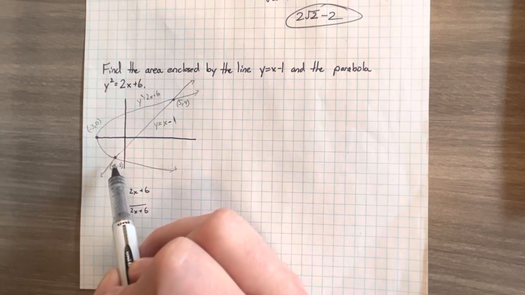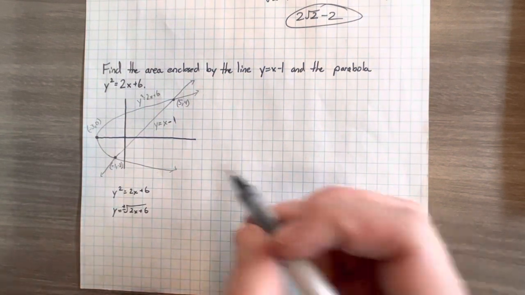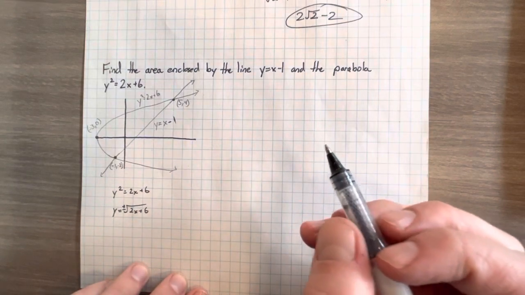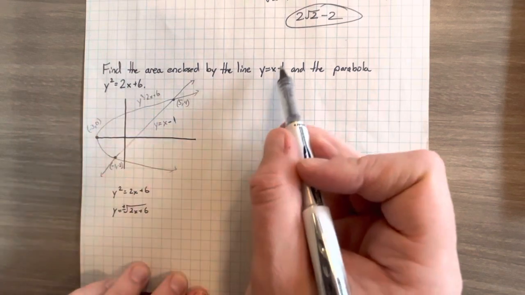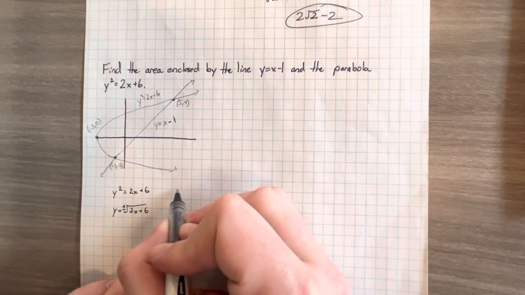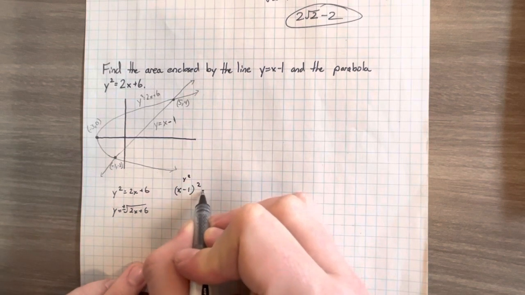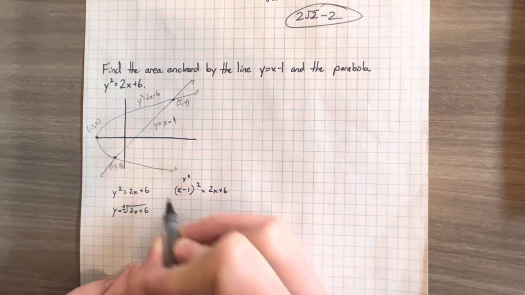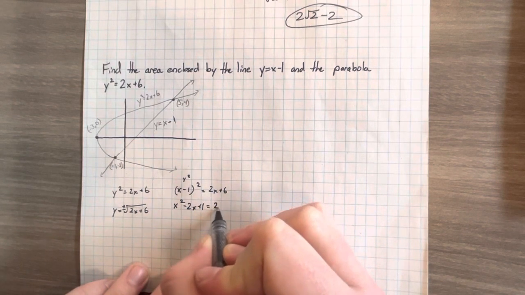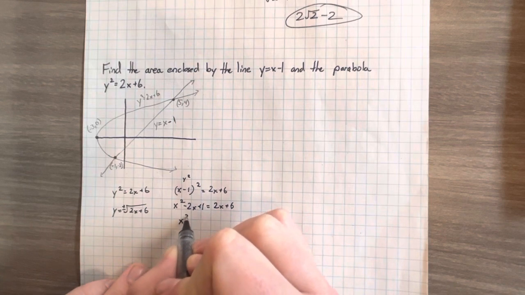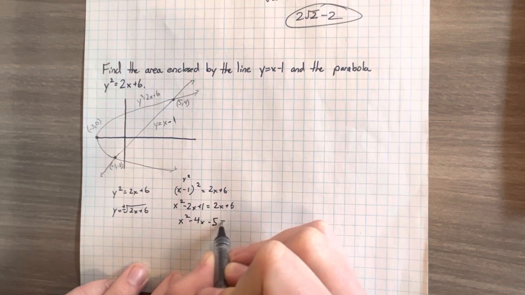They do cross at (5, 4) and (-1, -2), which you can go through and check out if you set them equal to each other. If you're like, how do you set these equal? They're completely different things. We know y squared equals all that, so for y here, we know x minus 1 squared is the same as y squared. That should equal 2x plus 6. Solving this, we get x squared minus 4x minus 5.